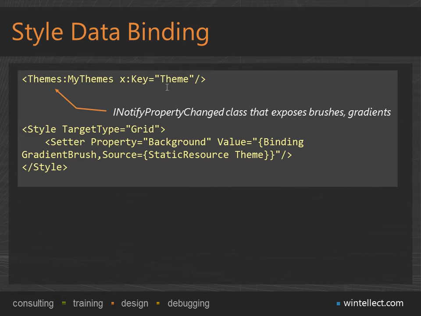And so what we do is, my themes is a class I'll show you that exposes different types of properties, brushes, gradients. This is a style, and this is an implicit style. So because it's targeting grids, it says any other grids that come after this will get this style. And then we're saying the background is going to use the property called gradient brush that's on that theme, and we'll see what that looks like when I show the demo.